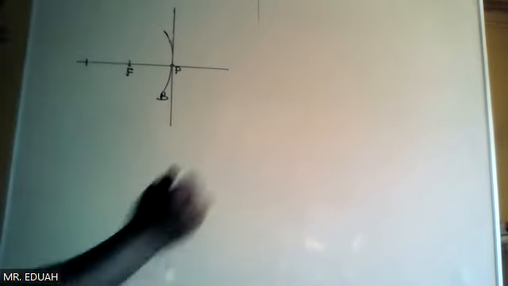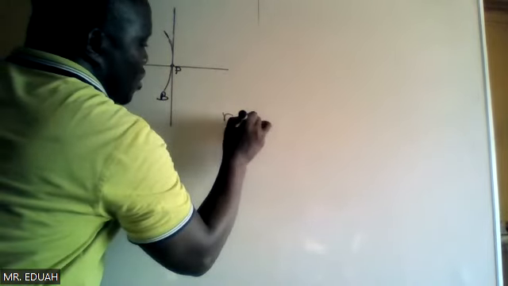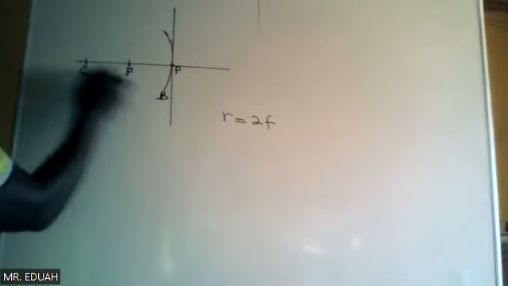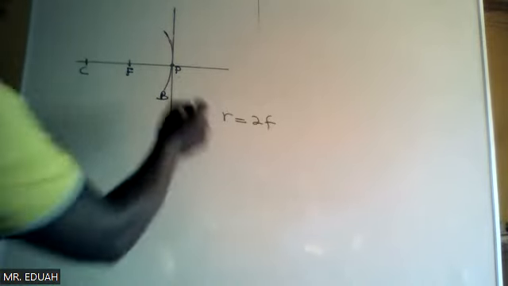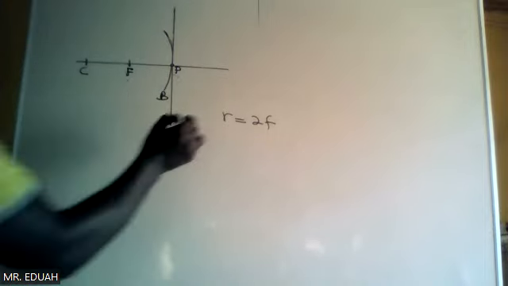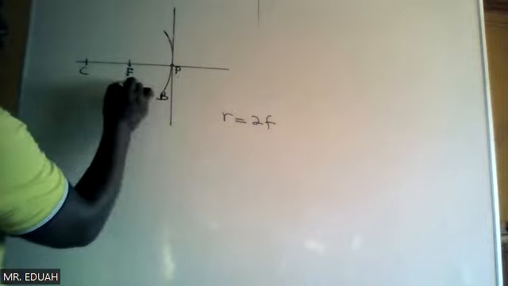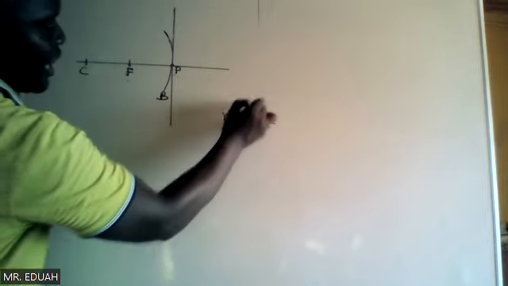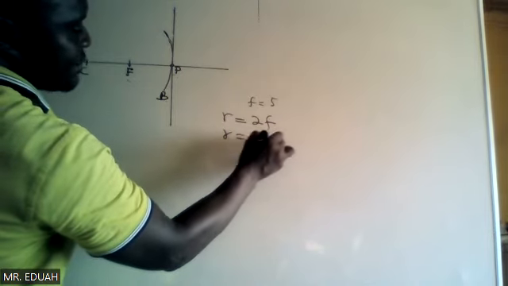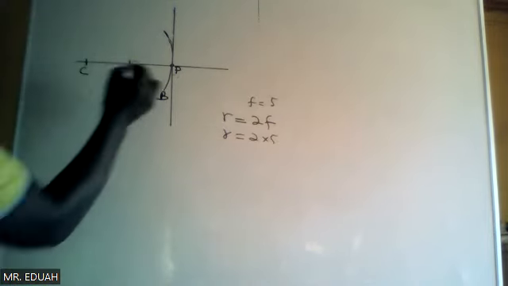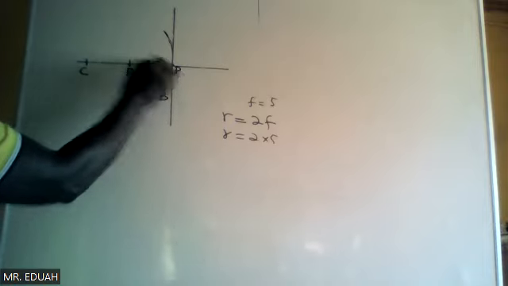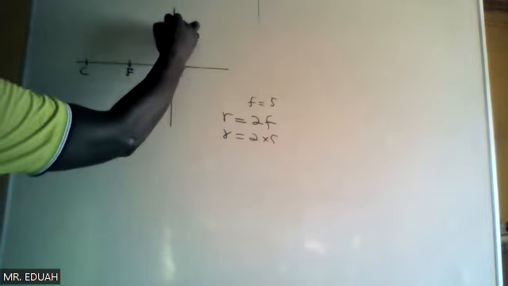Don't forget, we said that R is equal to 2F. R is the radius of curvature from the pole to C. F is the focal length from the pole to F. So if F is equal to 5, then R will be equal to 2 times 5, which is 10. So whatever measurement you take here, twice of it will be from here to here. Class, is that okay?